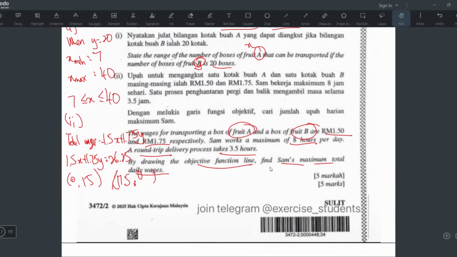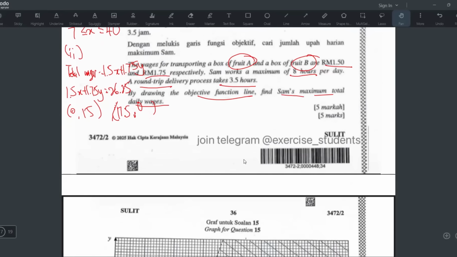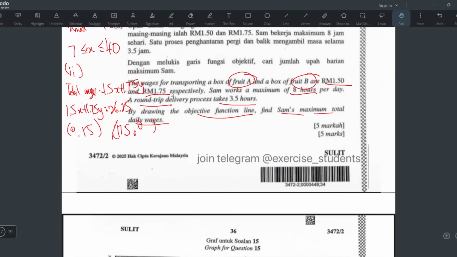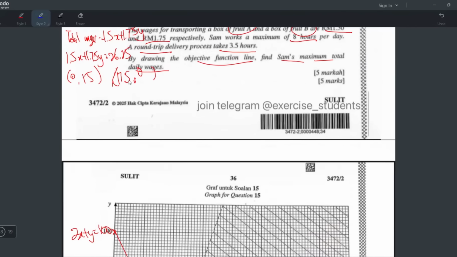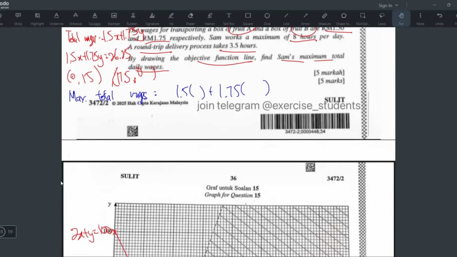Now what you have to do is drag the line and find the maximum x value and maximum y value. So later your answer will be maximum total wages equals 1.5x plus 1.75y, right? And then you substitute x and y with the maximum point later.